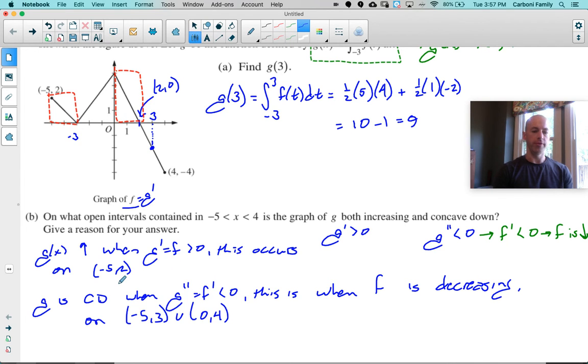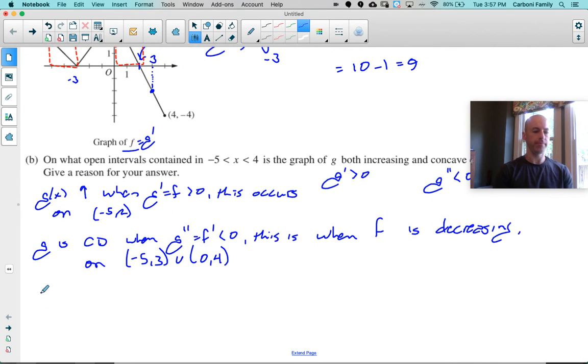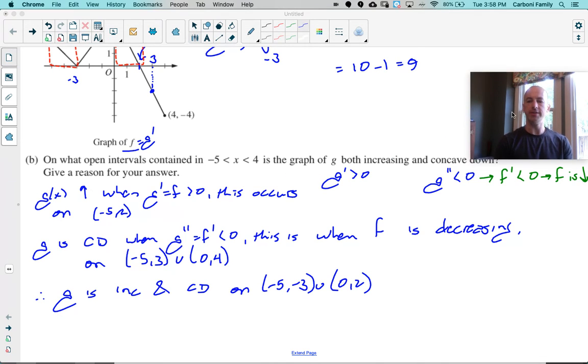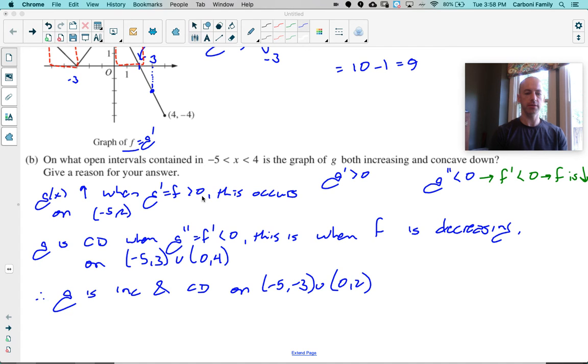Okay, so therefore, now I can say that G is increasing and concave down on the intervals -5 to -3, and then again from 0 to 2. And there's your final answer, and we have kind of taken care of the explanation and the reasoning for that before we gave the answer.